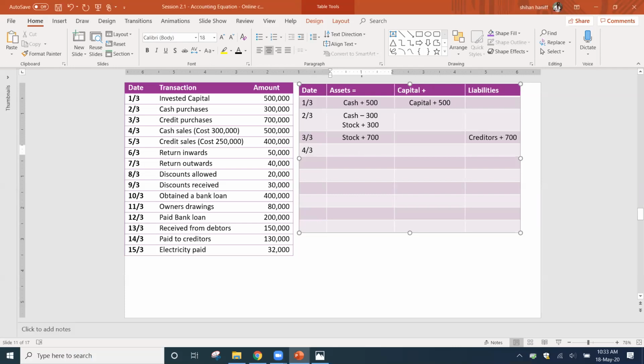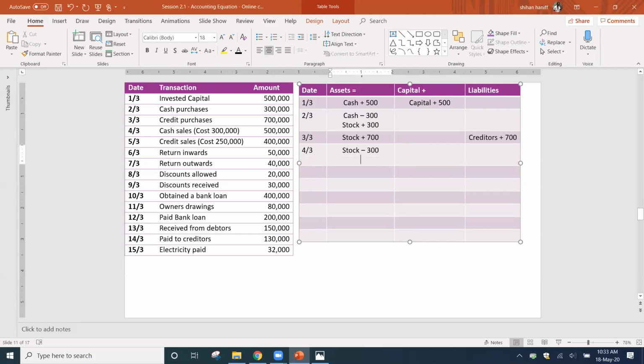4th March, cash sales, stock 300. We are giving stock worth of 300. We are getting cash 500. We make a profit 200. 300 worth of stock sold for 500 on cash, and it will give you a profit of 200.